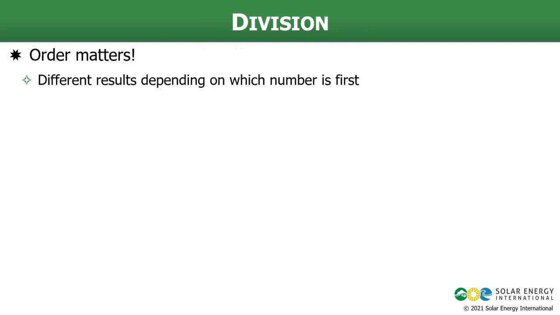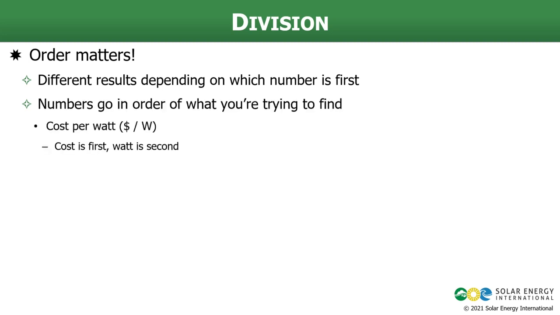Now when we talk about division, the order in which you do the equation really matters. It makes a difference. We're going to see an example here in a second. Depending on which number you put first, you're going to get different results. So I try to think of it as the numbers go in the order of what we're trying to find.